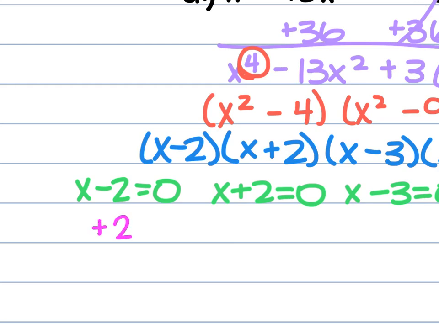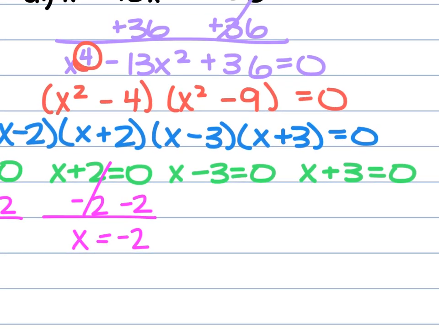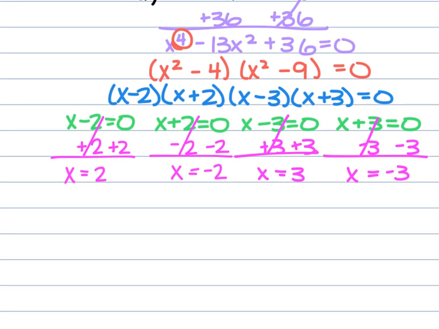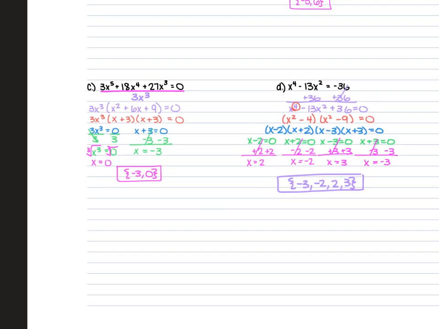For the x minus 2 is equal to 0, add 2 to both sides, x is positive 2. With the x plus 2 is equal to 0, subtract 2 from both sides, and we get that x is equal to negative 2. With the x minus 3 is equal to 0, add the 3 to both sides, we get x is equal to positive 3, and the x plus 3 is equal to 0, subtract 3 from both sides, we get x is equal to negative 3. So our solution set for all of these is negative 3, negative 2, positive 2, positive 3. So all four of those are our answers.